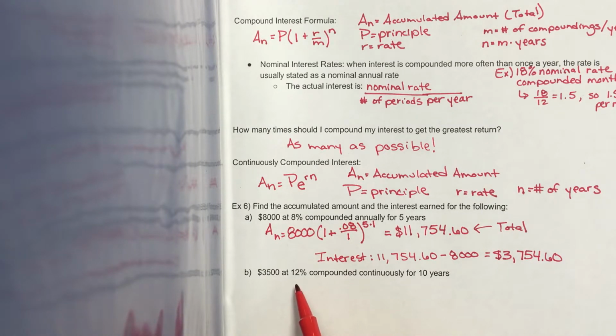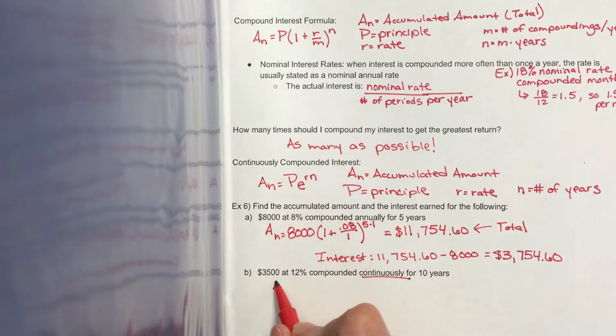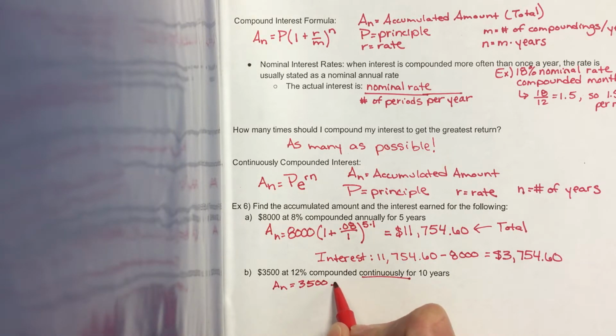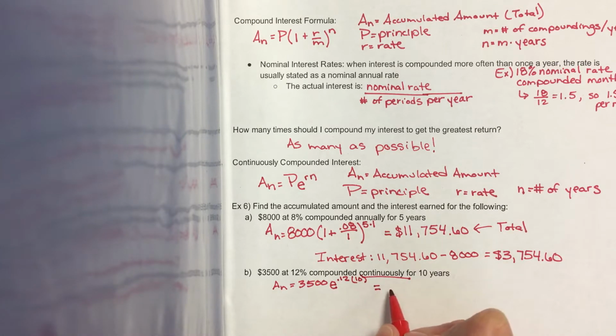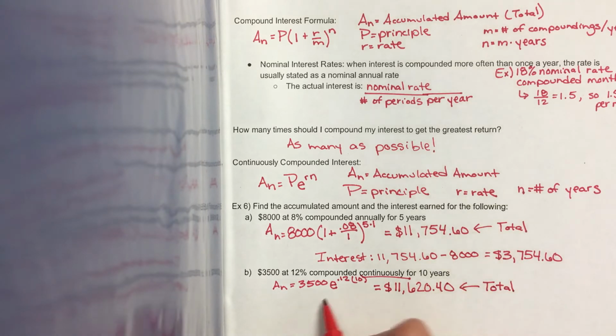For part B, it says $3,500 at 12% compounded continuously for 10 years. Continuously means we use this formula with E. So my accumulated amount would be 3,500 times E to our rate is 12, so 0.12, times 10 for 10 years. And that gives me a total of $11,620.40. Again, that's our total interest plus the original amount.